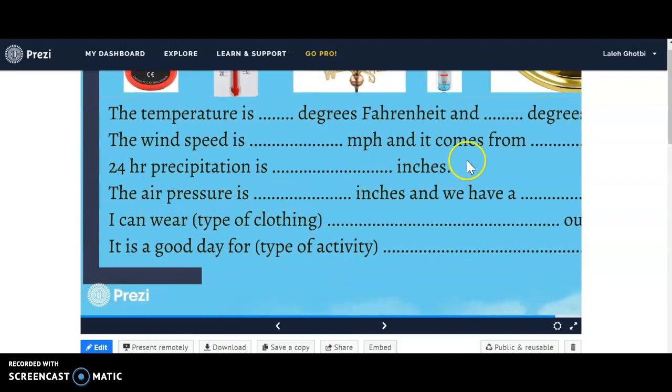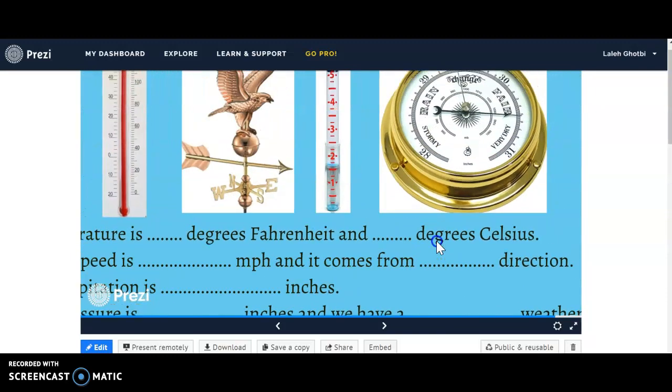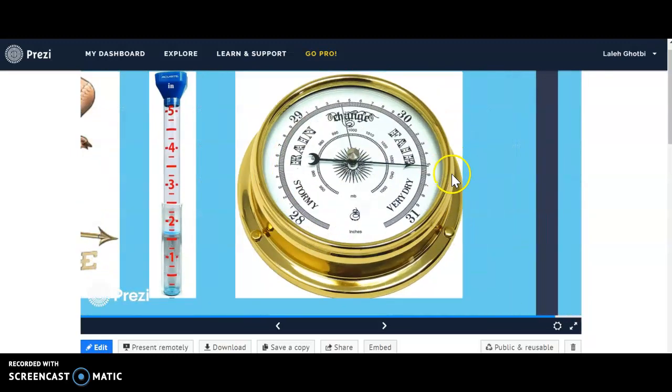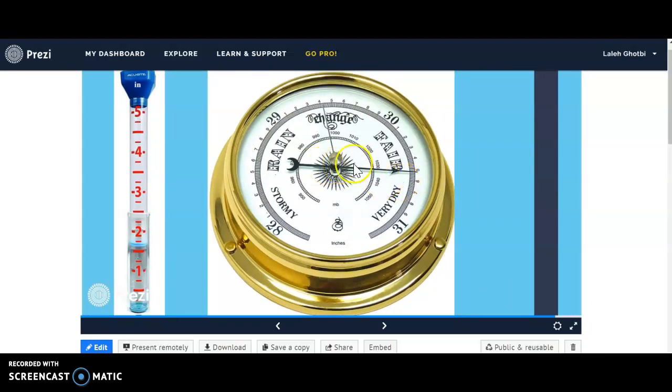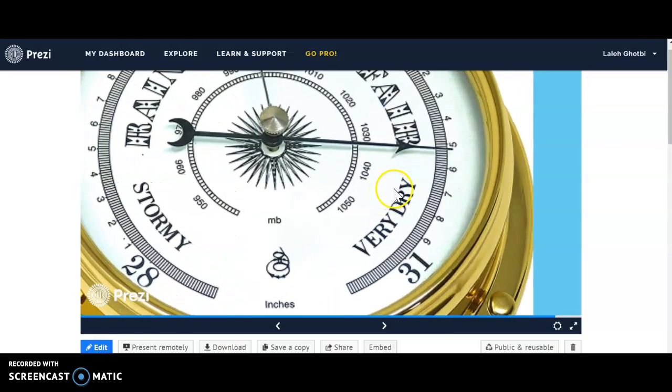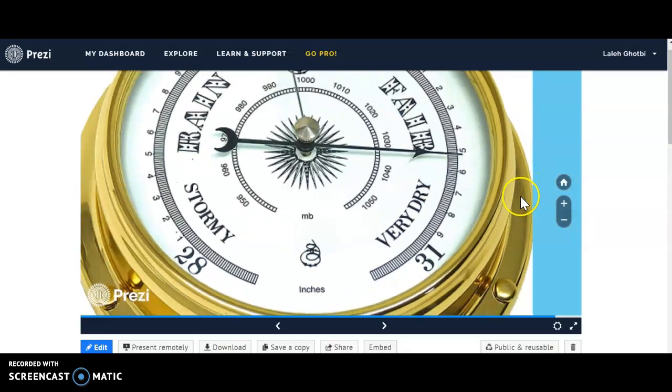Air pressure. I'm going to look at the air pressure. This is what you're reading. This is 30. This is 31. This is 30. You know what? You can get even closer to it. This is 5, just 1 after 5.